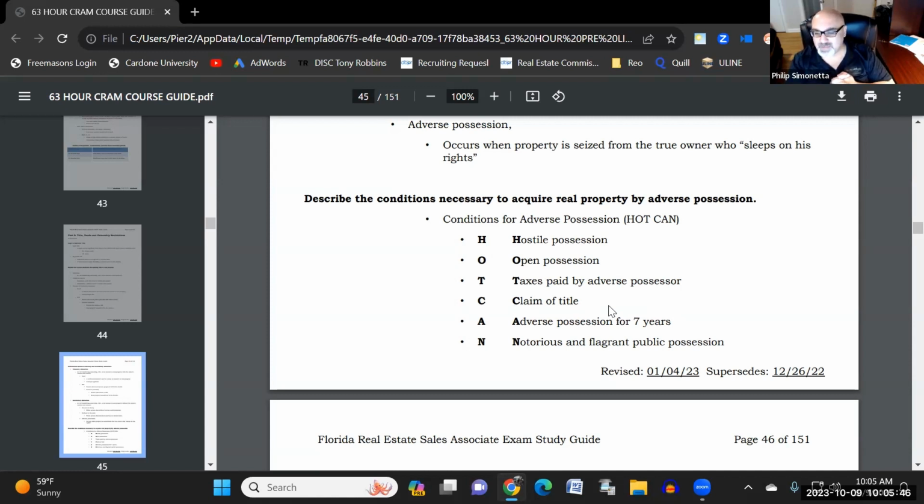Taxes got to be paid by the adverse possessor, and they can put a claim on title. The adverse possession has to be for 7 years. So they got to live in there for 7 years, pay the taxes, pay the bills, and basically it's called notorious and flagrant public possession. So adverse possession is a law that states if property is abandoned, if somebody goes through this process, they can take the property. The court will give them the property.